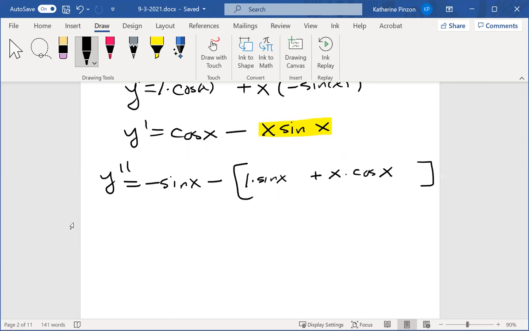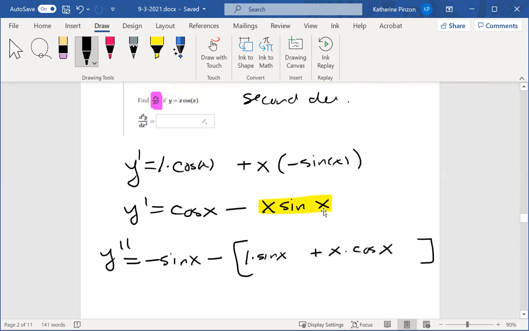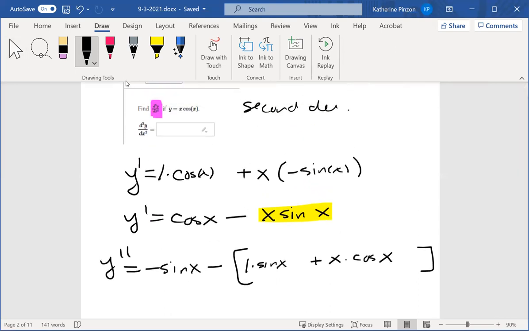That 1 times sine of x. Yep, because the derivative of x is 1. You get cos of x at the beginning. Over here, that was 1 times cosine up there, because that was the product rule. So we did derivative of x, which is 1, times the cosine, plus x times the derivative of cosine. So that was the product rule for the first part.